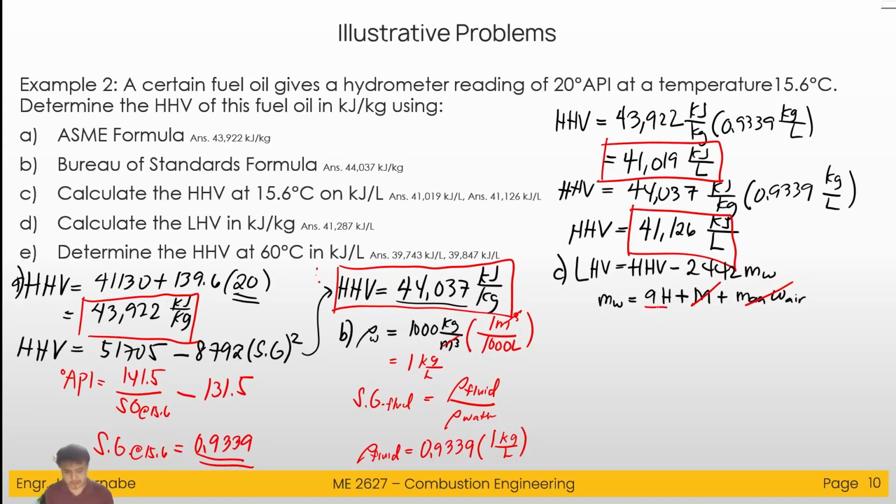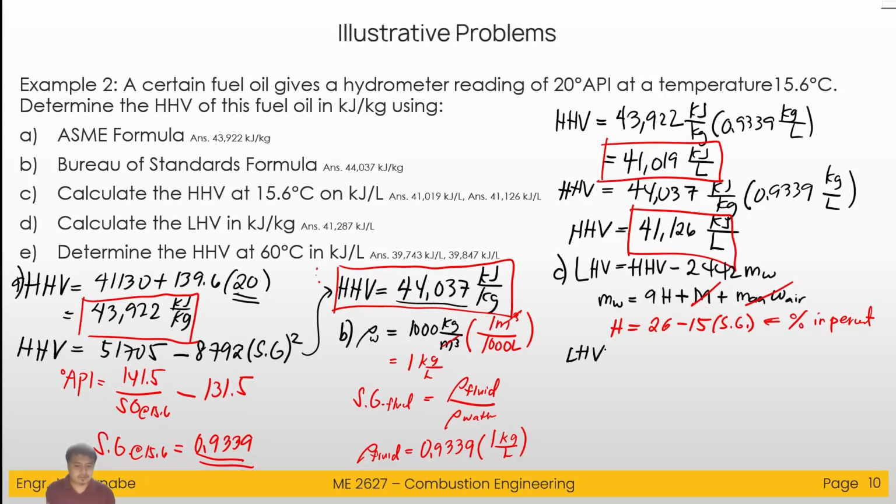Now to find H, since we don't have an ultimate analysis, we can find H as 26 minus 15 times the specific gravity. Now, take note that this is in percentage, though, so we have to divide this by 100 to convert it to a decimal.